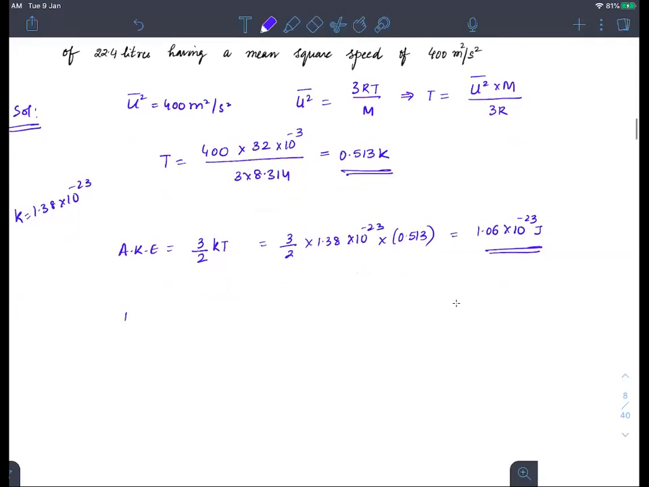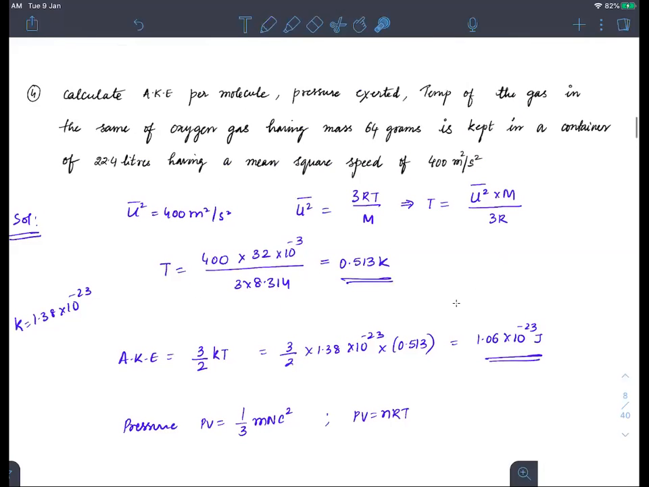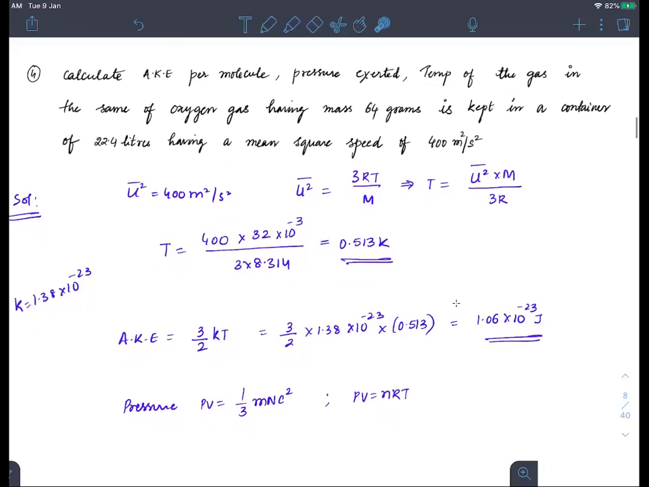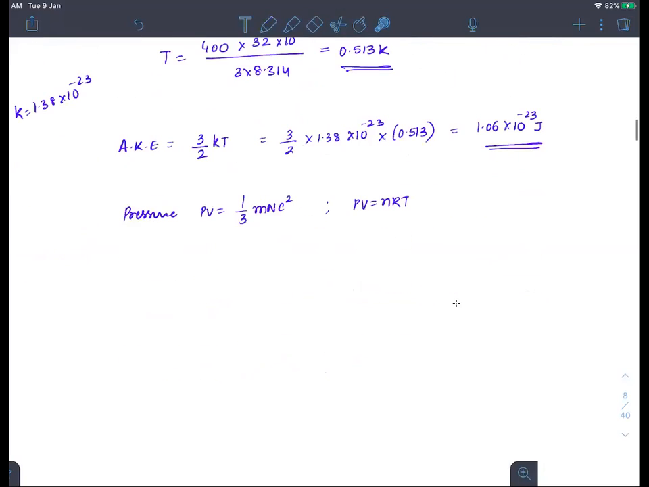Now, last thing is about pressure. Now pressure we can calculate using this formula, which is PV is equal to 1 by 3 mn c square. Either this, or we can simply use PV is equal to nRT, because the rest of the data is known to us now, because I already calculated temperature. Volume is given here, is kept in a container of 22.4 liters. So rest all things are given here. So you should be able to calculate using PV is equal to nRT.